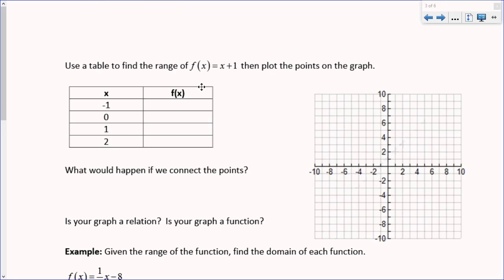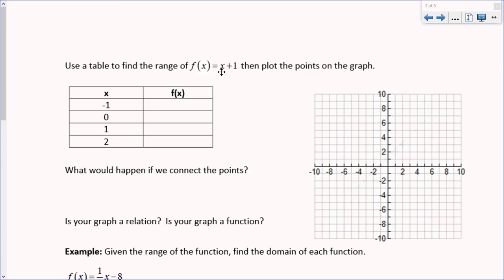Basically the same thing, but now we're going to go a little bit deeper into it. Use the table to find the range, and then plot the points on the graph. Okay, so they gave us the x values. Again, we're going to plug these x values in here and get our y values. Whenever we see f of x, it means it's our y values. The reason it's called a function of x is because this is what happens when you put a certain x value into the function. So this is the result you get when you use this x, and that is what f of x means. Okay? So I'm going to go ahead and plug this stuff in.